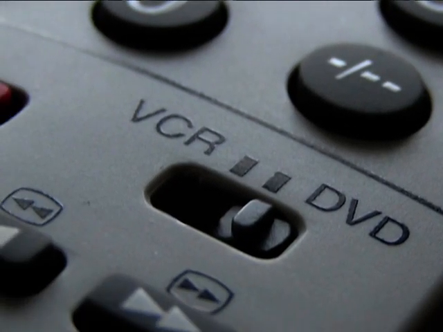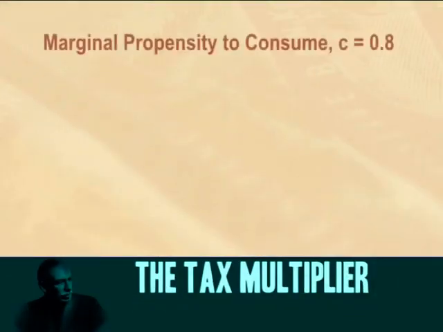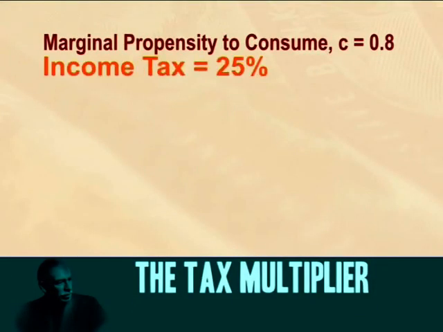Now, before we go on to calculate the multiplier, remember your rewind button. You can always go over whatever we've discussed here if you need to. Now, let's calculate the tax multiplier. Assume that our marginal propensity to consume is still 0.8, or 4/5 of our income. Income tax is now 25%, or 1/4 of our income.